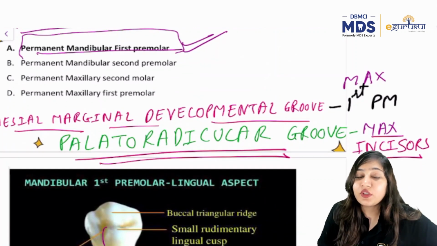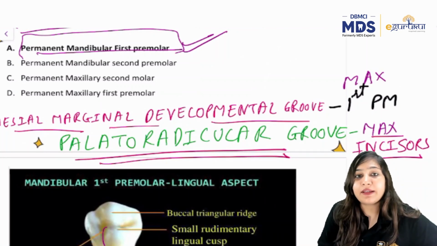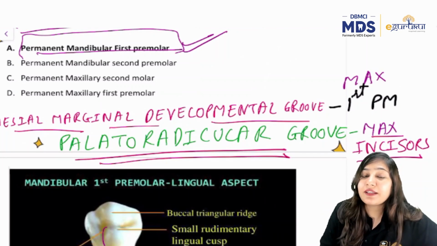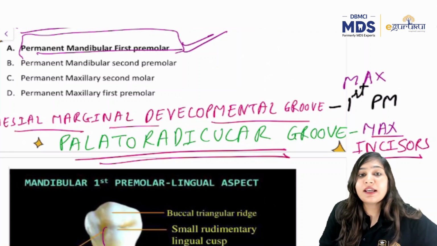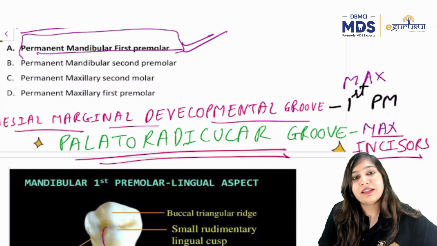This is on grooves. You can also get a question on cusp pattern. 2 cusp pattern is present in which tooth? 3 cusp pattern is present in which tooth? So 3 cusp is mainly seen in mandibular second premolar.